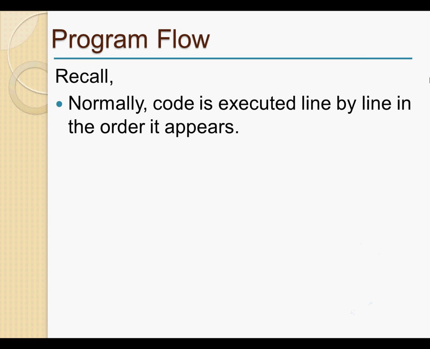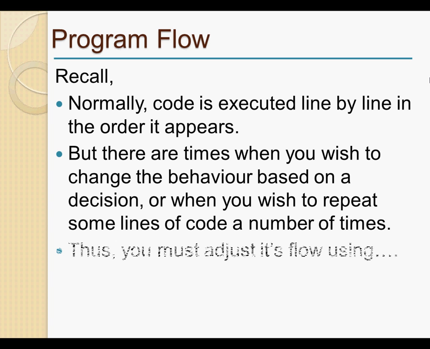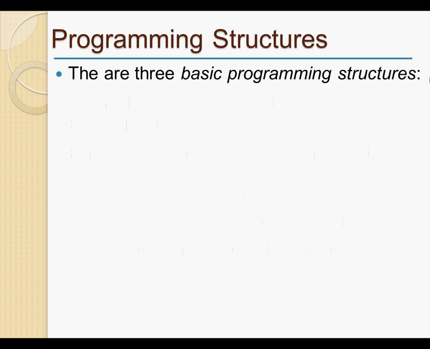So, normally, as we've seen before, code is executed line by line in the order it appears. But sometimes we want to change the behavior of our program based upon a decision that we've made, or we sometimes want to repeat sections of code over and over and over again. We have to do this by adjusting its flow using what we call programming structures. And as we saw before, there are three basic programming structures that exist.